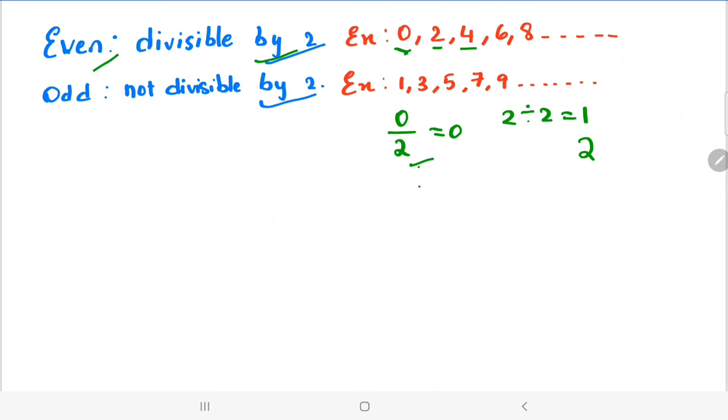Whenever numbers are not exactly divisible by 2, then they are known as odd numbers. If we take 1, 1 is not completely divided by 2, because when we divide 1 by 2, we will get 0.5, which is not a whole number. So therefore 1 is an odd number.